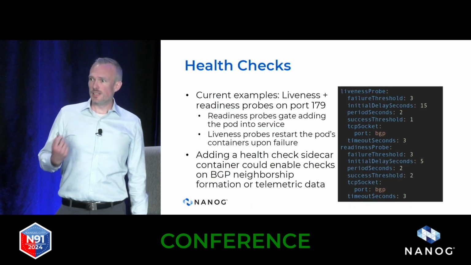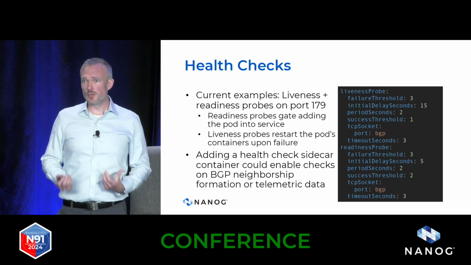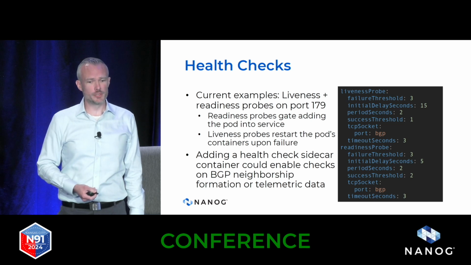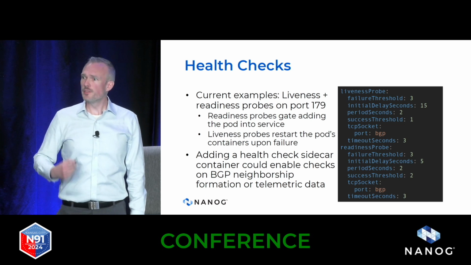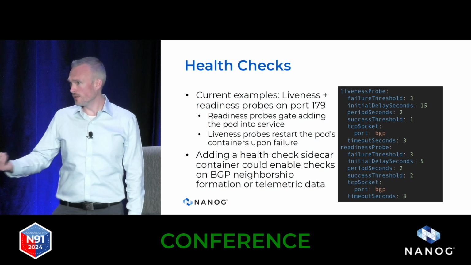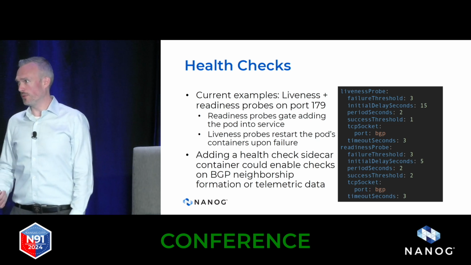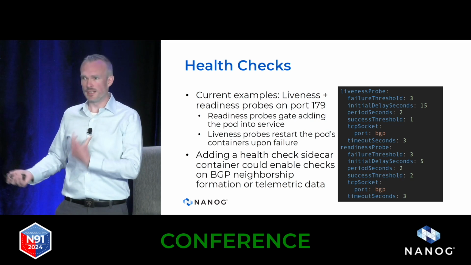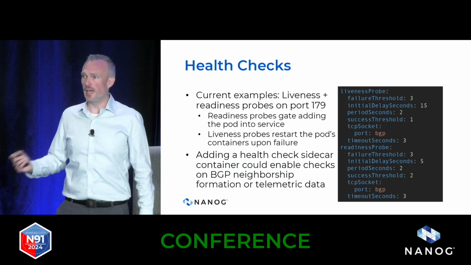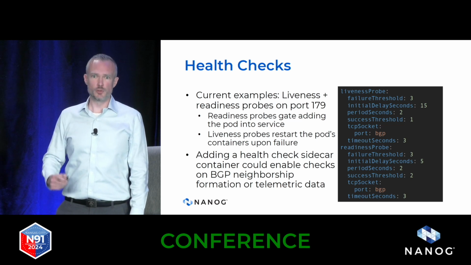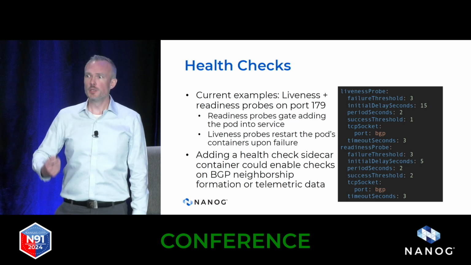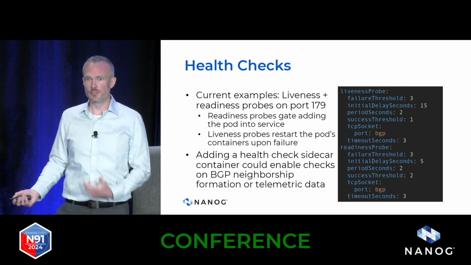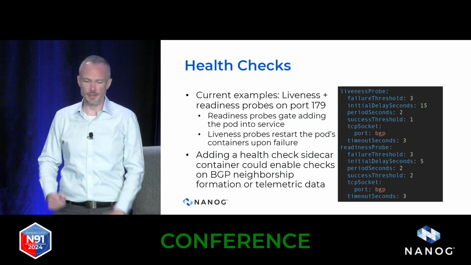Health checks and this integrated lifecycle management is provided for us by K8s. So in current examples in the GitHub repository, we have liveness and readiness probes that check that TCP port 179, the BGP port, is open and accepting of connections. There are 2 different types of probes that get confused often. Readiness probes gate adding the pod to service. So we wait until we can establish a TCP connection before K8s will actually add the IP address of that pod to the service, so we're not trying to connect clients to a dead end.